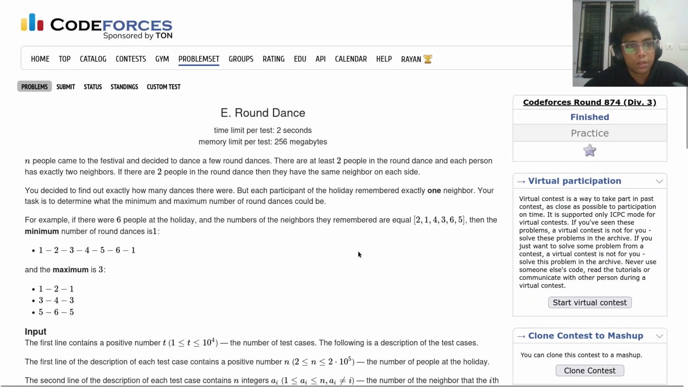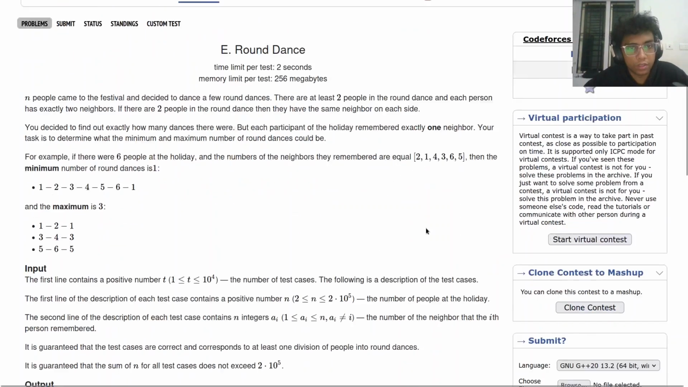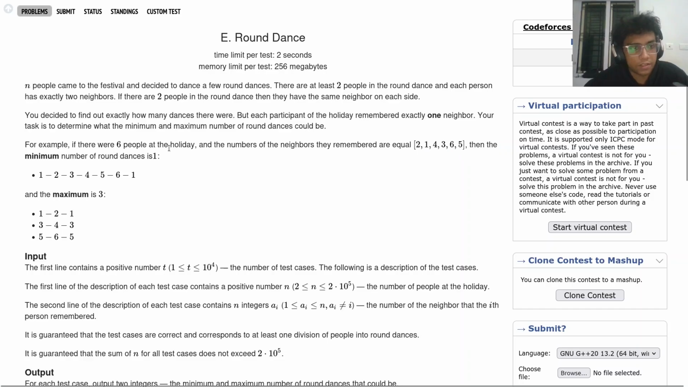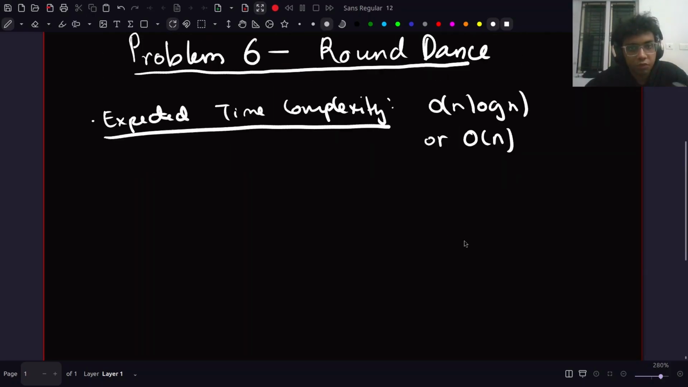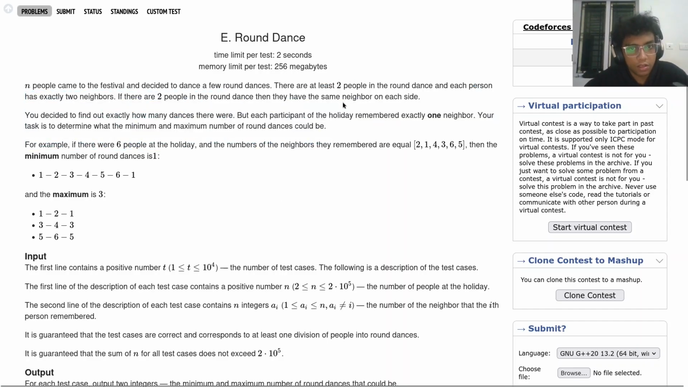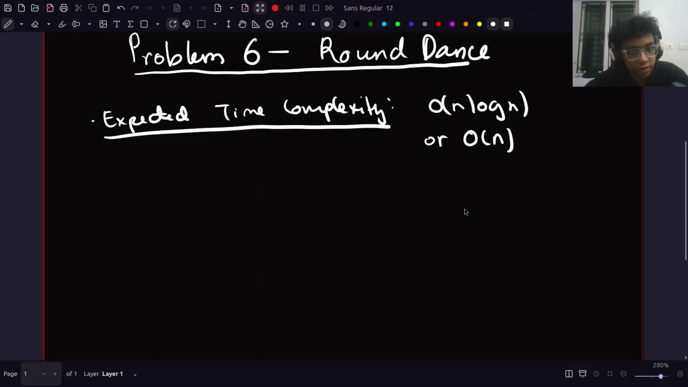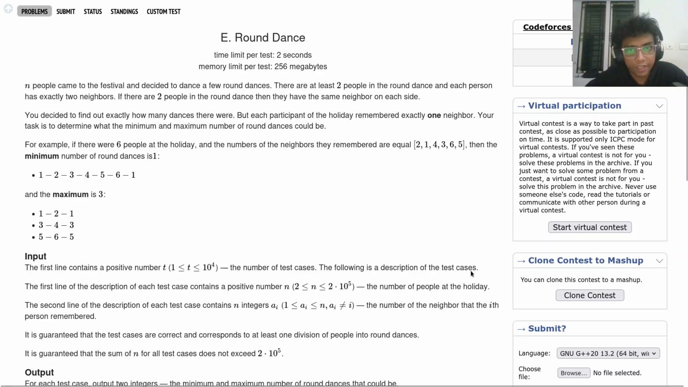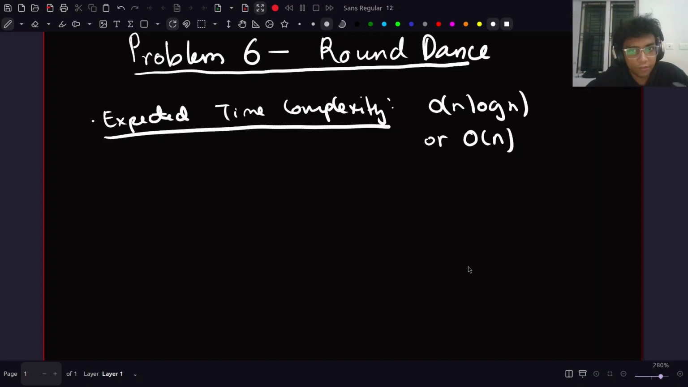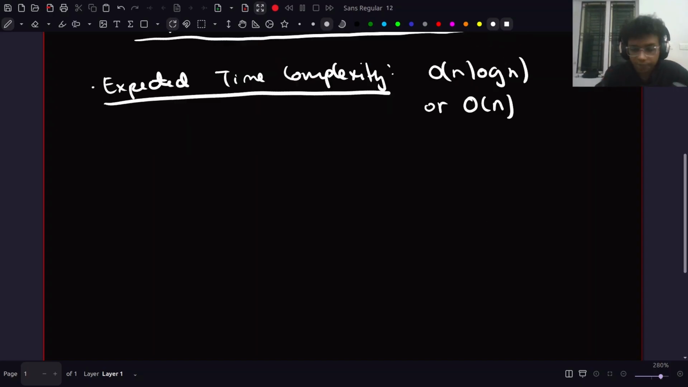So now let's actually break down what's going on in the problem. Let's take their example and see what it means. We know that a round dance occurred, but each person only remembers one neighbor, and we need to find the maximum possible number of round dances which could have occurred and the minimum possible number. To solve this, we are going to go through some examples and use some graph representations. So let's try an example.